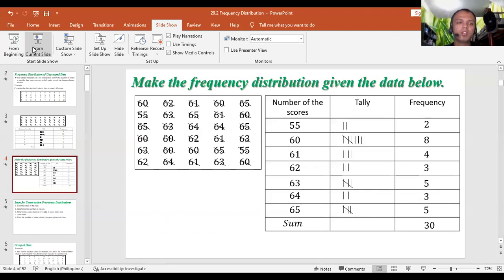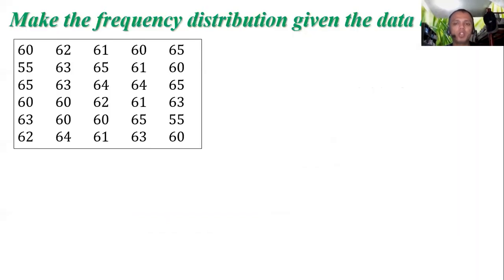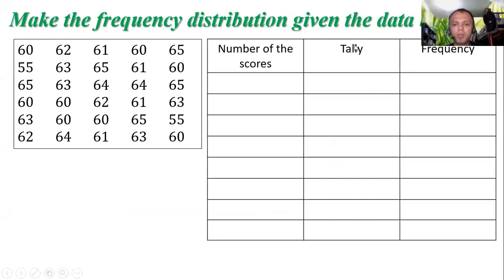Okay, this one now. Make the frequency distribution given the data. So this is our data. Let's make a frequency distribution. Earlier I showed the tally and the frequency, but I didn't show how to do it here. Now, in the number of the scores, we just arrange the scores, and they should be arranged either in highest or in lowest order.